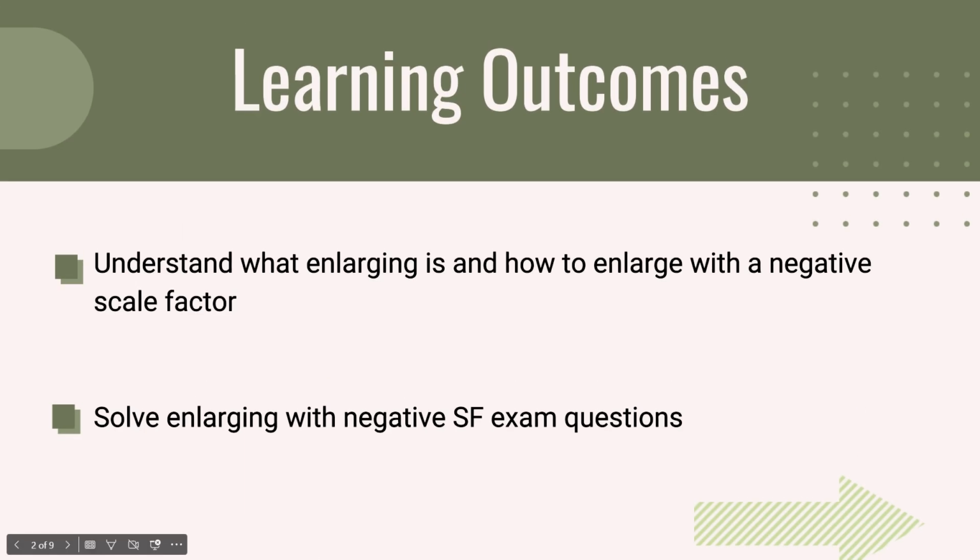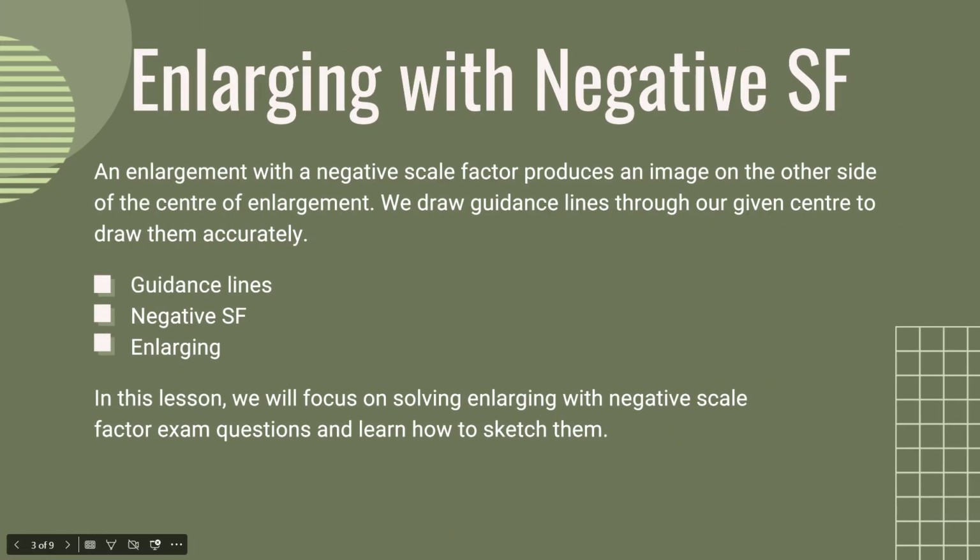Our learning outcomes for today are to understand what enlarging is and how to enlarge with a negative scale factor, and to solve enlarging with negative scale factor exam questions. So, what is enlarging with a negative scale factor? An enlargement with a negative scale factor produces an image on the other side of the centre of enlargement. We draw guidance lines through our given centre to draw them accurately. In this lesson, we will focus on solving enlarging with negative scale factor exam questions and learn how to sketch them.